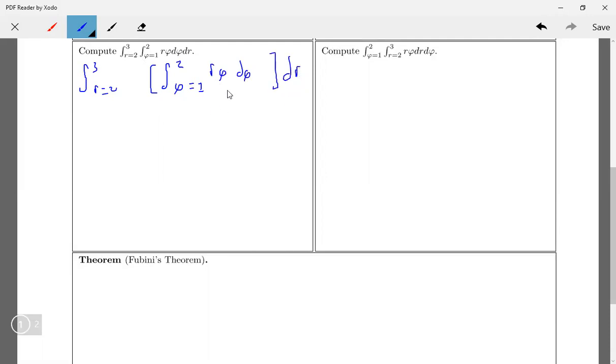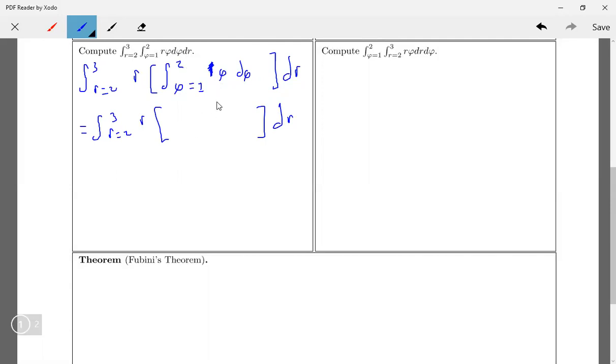Now notice that as far as phi is concerned, r is a constant. So just like we do with other constants, like the constant 17 or 3, we can move this on the outside of the integral. And now I can abstract even more and really just concentrate on the inner integral. So let me put the brackets, dr. So now I'm doing the integral of phi from phi equals 1 to phi equals 2.